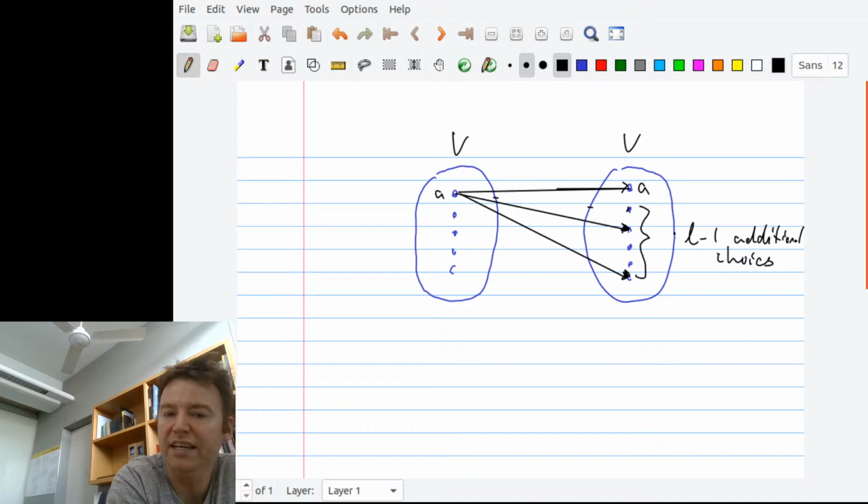So A is related to A, and then there's L-1 additional choices for what else A can be related to. And then for the next element down, you choose another L-1 choices for this. Your hand is forced though, you have to choose this next element to be related to the corresponding choice over here, but you have L-1 other choices to make. Similarly, this one has to be related to here, but you have L-1 other choices to make. And so you've got L-1 choices to make L-1 times, meaning L-1 all squared. Possible relations. Does that make sense?